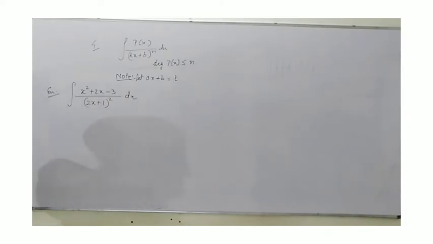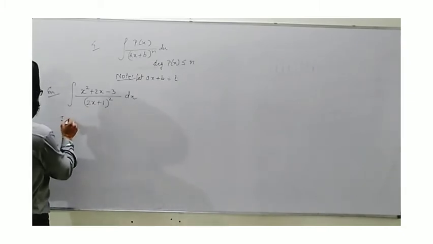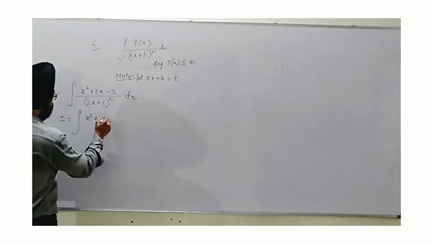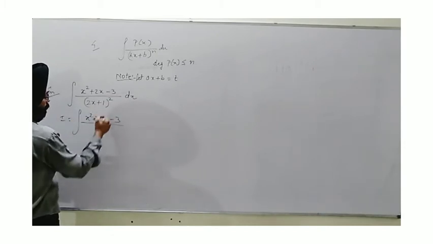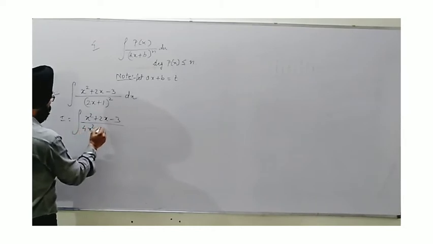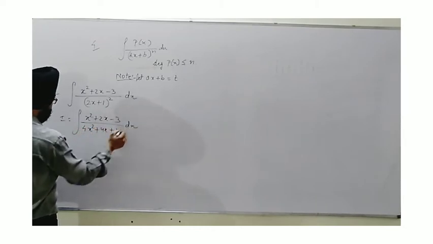Here I have taken a special case, like the equality I was speaking of. The degree of px in the numerator is 2, and in the denominator that whole is raised to the power 2, so obviously the degree is 2. So both of the degrees are equal. Whenever such a case appears, we should divide the numerator by the denominator to convert it as q plus r upon d. So first of all, I will write x square plus 2x minus 3 upon the expanded (2x plus 1) whole square, 4x square plus 4x plus 1, dx.